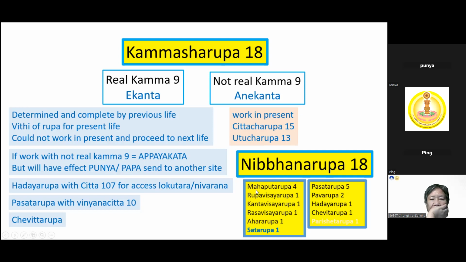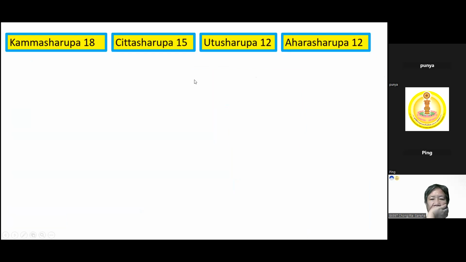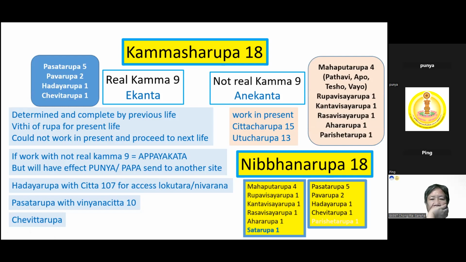Nippanarupa is composed of Mahabhutarupa 4. Maybe you can see this. A moment, please. Kamma Sharupa 18 is composed of Mahabhutarupa 4, Rupa Visayarupa 1, Kanta Visayarupa 1, Rasa Visayarupa 1, Ahara Rupa 1, and Paricheta Rupa 1. And then some more, which is Pasada Rupa 5, Bhavarupa 2, Hadaya Rupa 1, and Jivita Rupa 1. So Kamma Sharupa 18 is alive because it has Jivita Rupa 1 here.